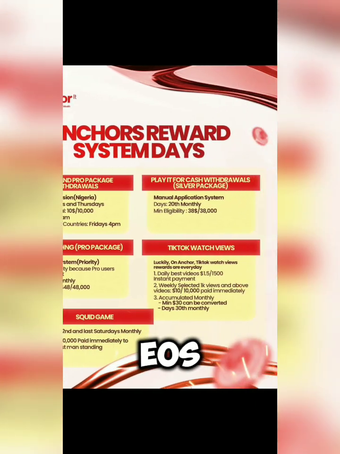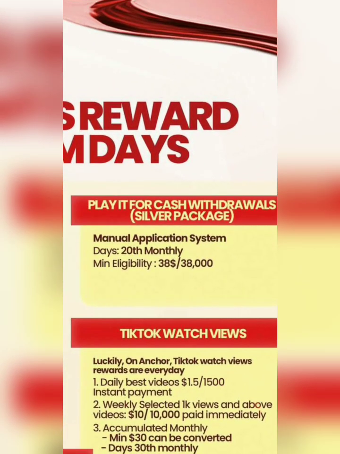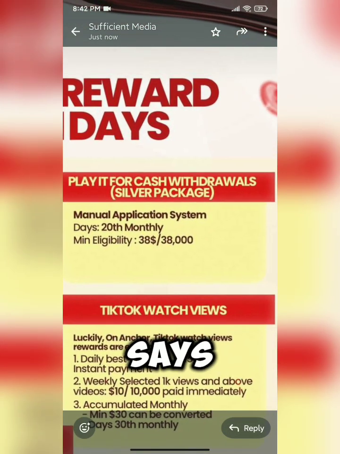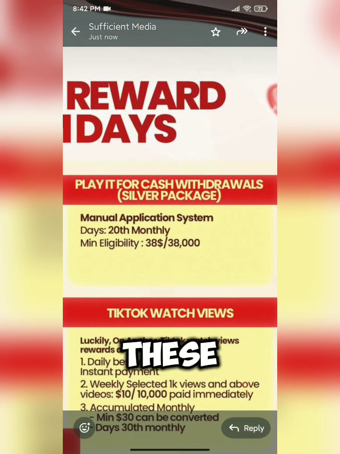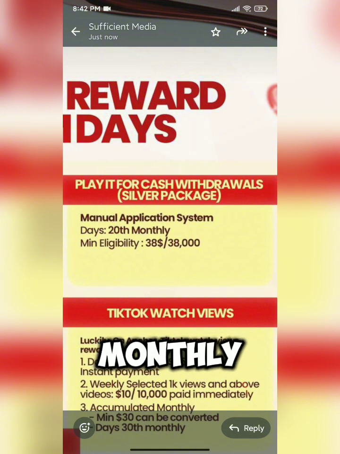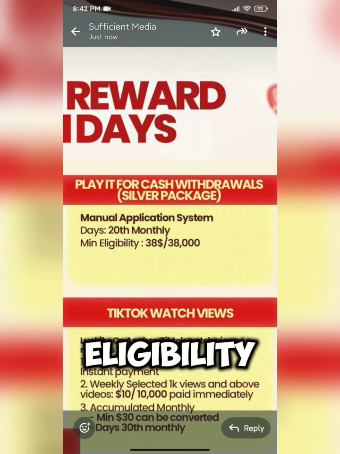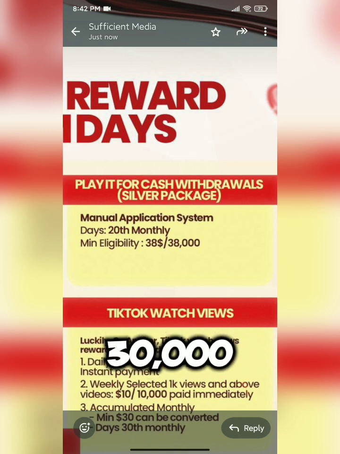And here where it says pay for cash withdrawals, you can see it says manual application system days 20th monthly minimum eligibility. It says $30, so that's 30,000 naira.